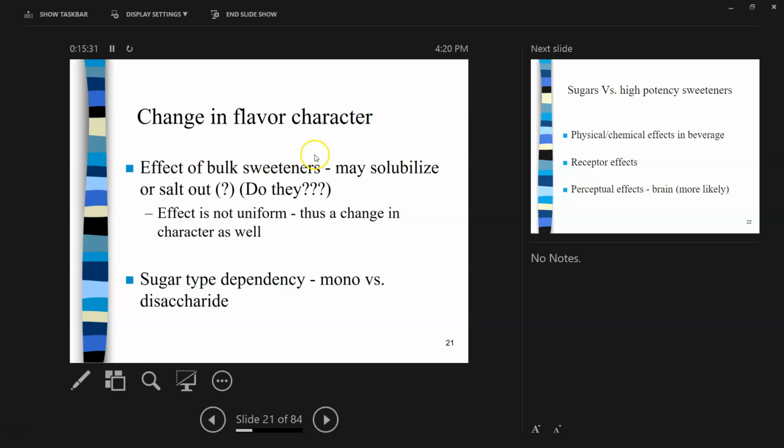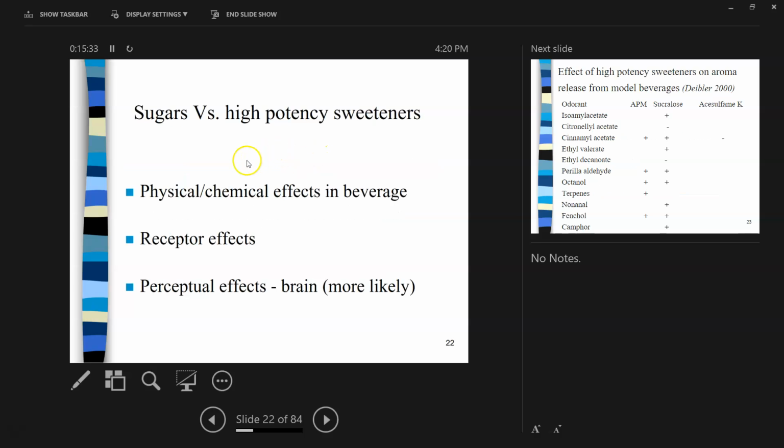High potency sweeteners, you'll wonder, okay, what do they do? I don't know how many of you like a diet beverage versus a sugar sweetened beverage. I probably mentioned I like diet beverages. You give me a sugar sweetened beverage, it feels viscous in my mouth, and it's sickeningly sweet. I just don't care for it. I like dietetic beverages.